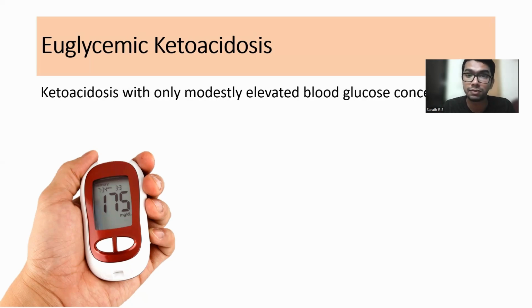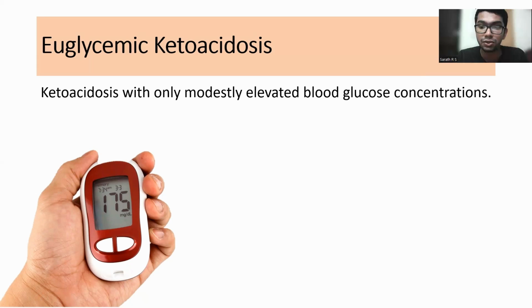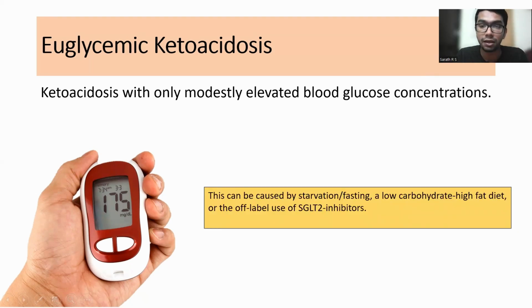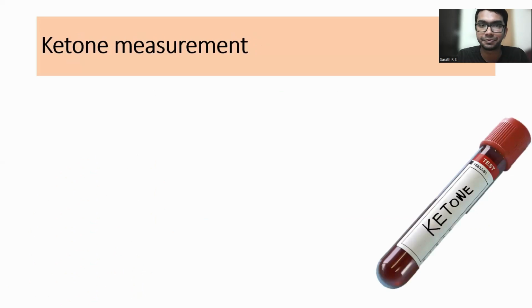So ketoacidosis with only modestly elevated blood glucose concentration is called euglycemic ketoacidosis. It can happen in states of starvation, a low carbohydrate, high fat diet, or off-label use of SGLT2 inhibitors.